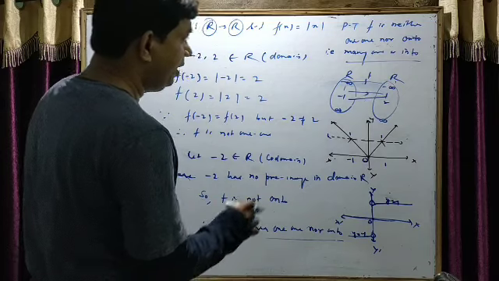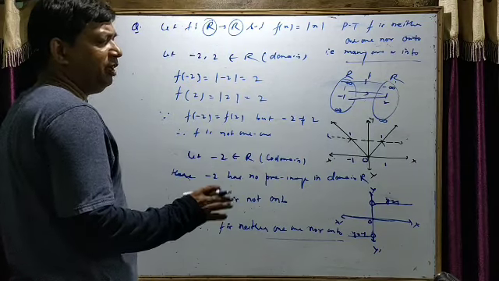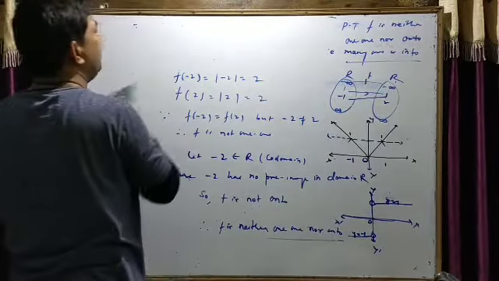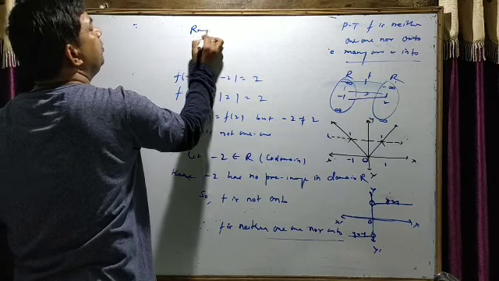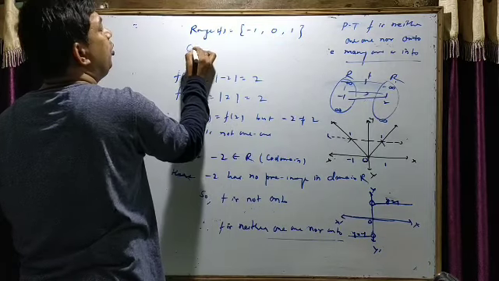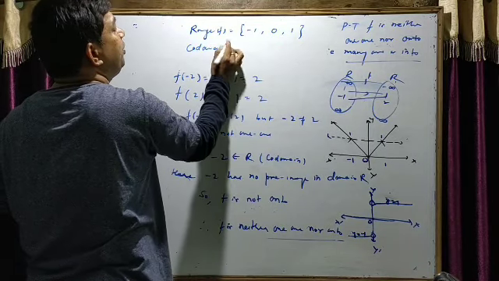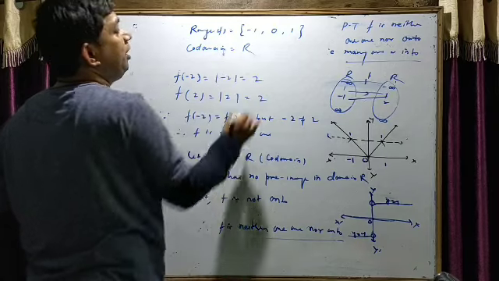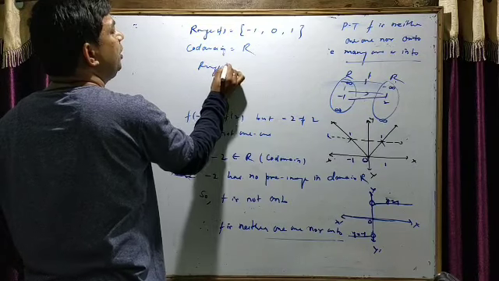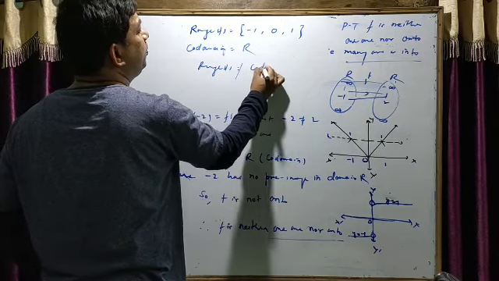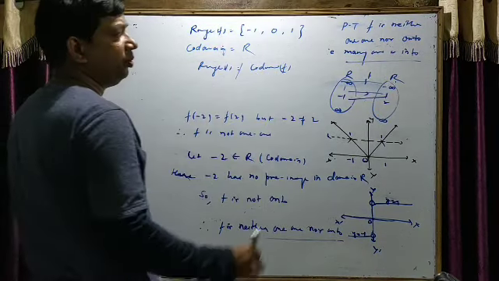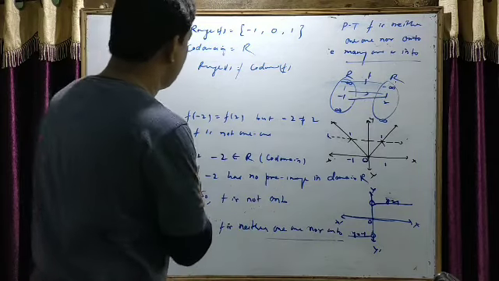And by seeing, if you go through the Signum function, the range is coming. Range of the Signum function is what? -1, 0 and +1. And the codomain is what? Because the function is from R to R, the codomain is R. So the range is not equal to the codomain. Range of f is not equal to codomain. So it is never onto. So the Signum function is neither 1-1 nor onto.